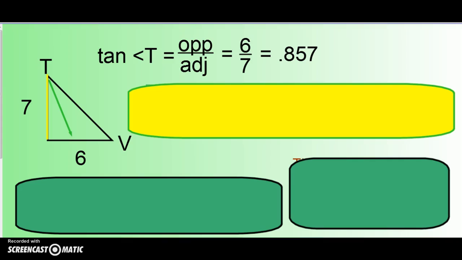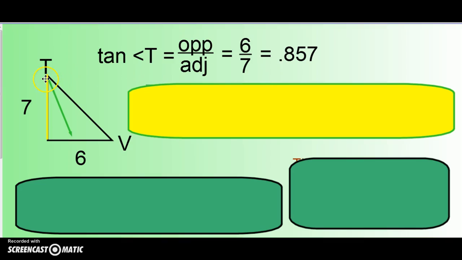Here's another one. The first one is the tangent for angle T. So first think, what is opposite from T? 6. Over what is next to T? 7. And then divide that on the calculator and you get 857 thousandths.